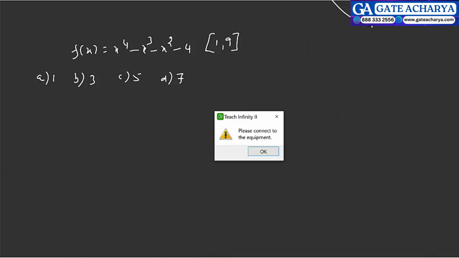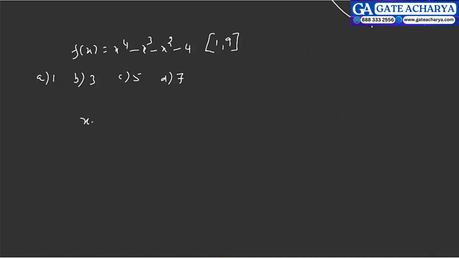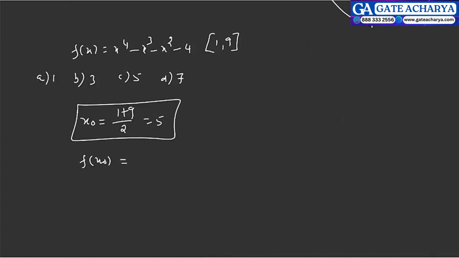Okay, so what is the first point? X0 is the sum of the interval ends divided by 2. That is 1 plus 9 divided by 2, which is equal to 5. So it is our initial point. What is f of X0? Whether it is positive or negative. Positive. 5 power 4 minus 5 cube minus 5 square minus 4. 5 power 4 is 625, 5 cube is 125, minus 5 square, 25. Definitely it should be positive.